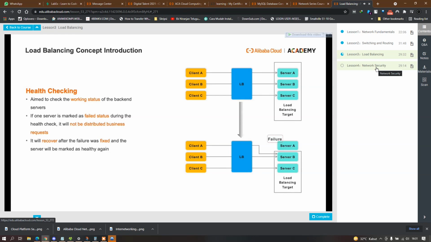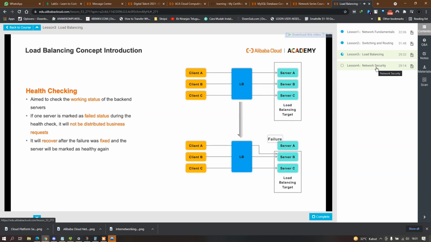In this way, if the load balancer doesn't know, then the load balancer will continue to distribute the business requests to server A, right? So we will find that some of the business requests which have been distributed to server A will be abnormal. This will affect the normal running business. So under this situation, we should use health checking to make sure that all the backend servers are in the normal working status.